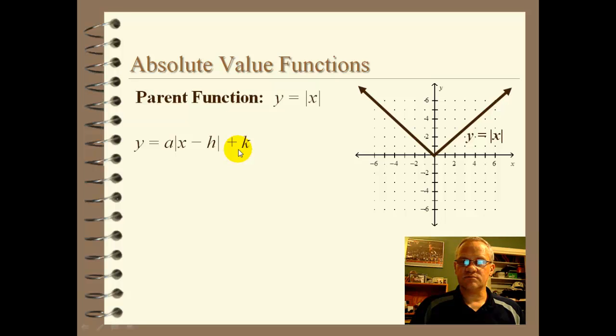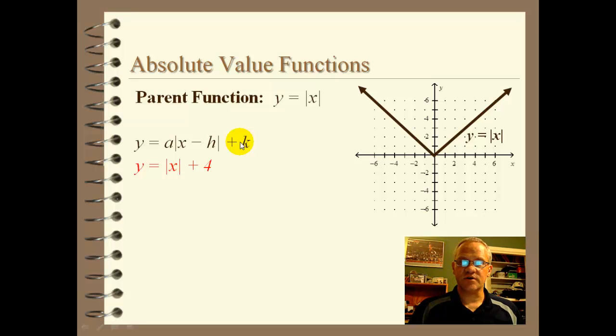It moved it up. We went up 4 units. So it could move it up or down depending on if this is plus or minus. So let's look and see what would happen here if we just had the absolute value of y equals the absolute value of x plus 4, just like we did before.